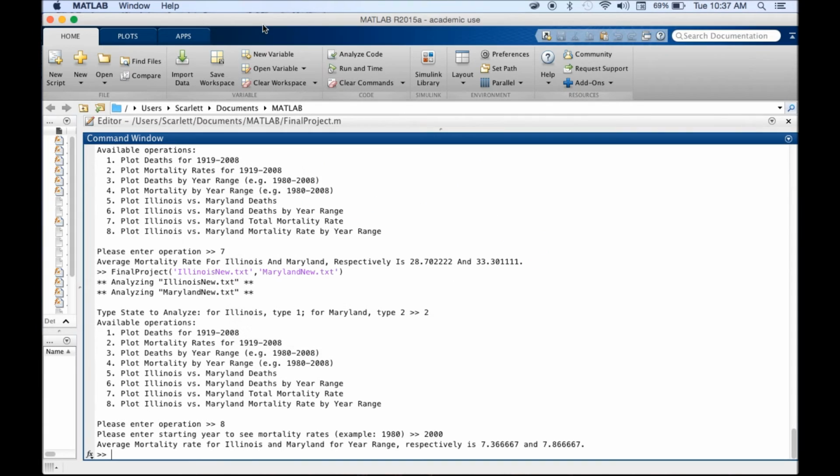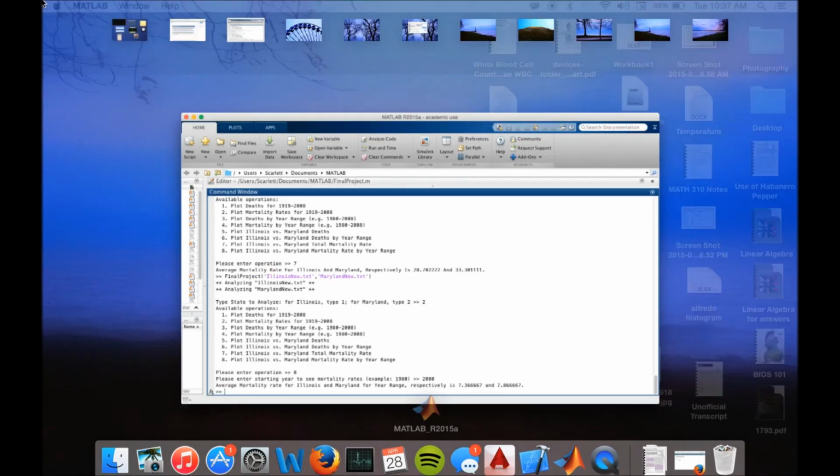And that's basically our project. We chose this data because we thought it was interesting how both the mortality rate and the deaths for both states, even though they're very different numbers, are both decreasing. We just thought that was kind of interesting. And yeah, that's our project.